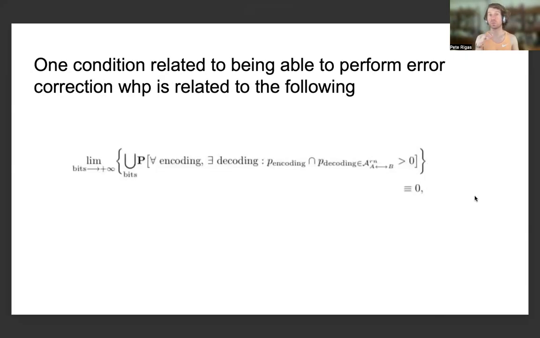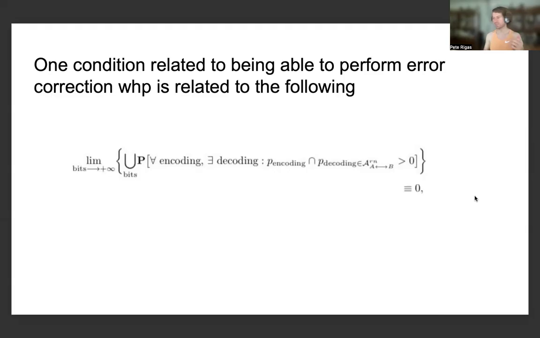And one direction related to being able to perform error correction with high probability is the following. When we're looking at the limit of infinitely many bits, we can look at the following probability, which should be identically zero: we don't want there to be a positive probability that there's some encoding as well as some decoding which belongs to the authenticated set between Alice and Bob's quantum channel. For all encodings there exists some decoding for which this condition holds.